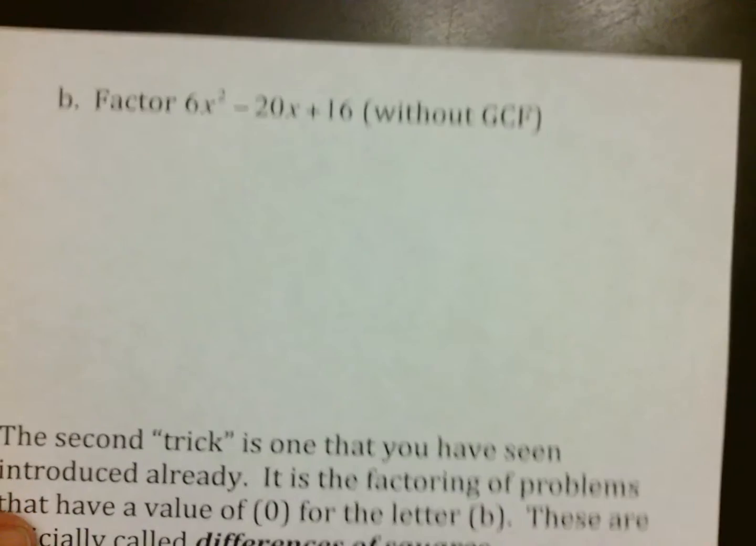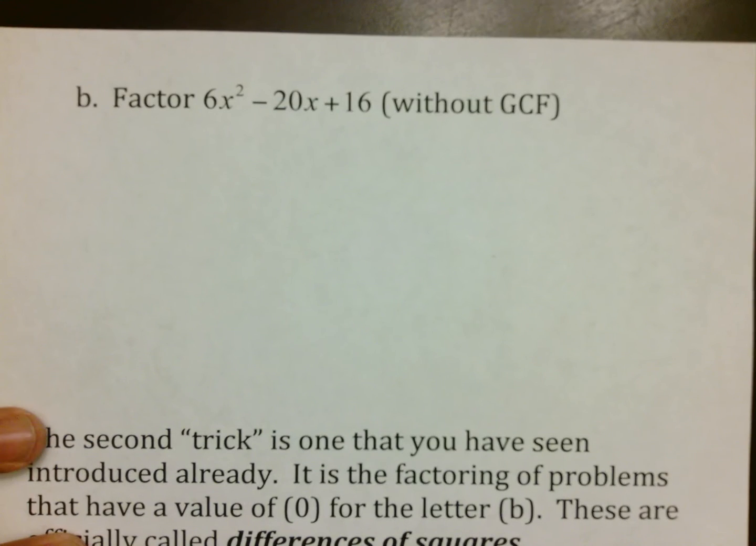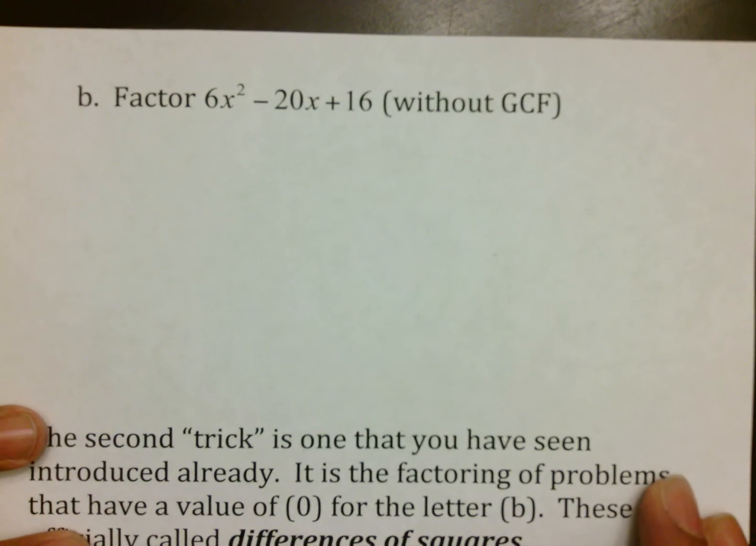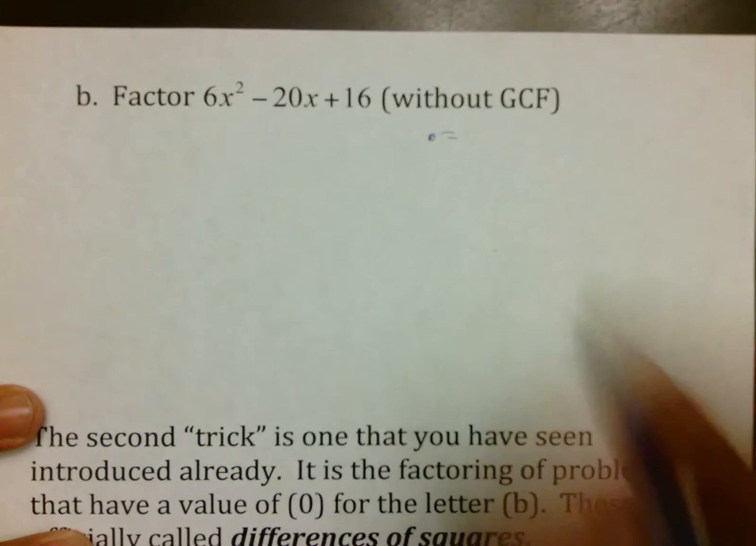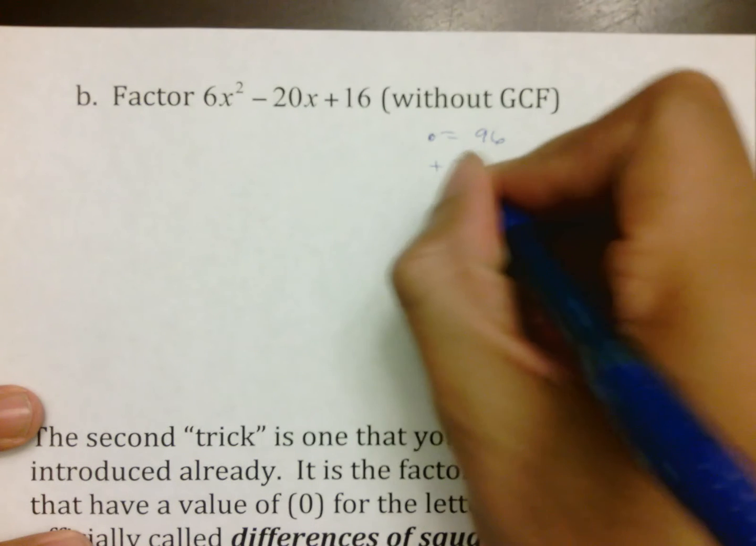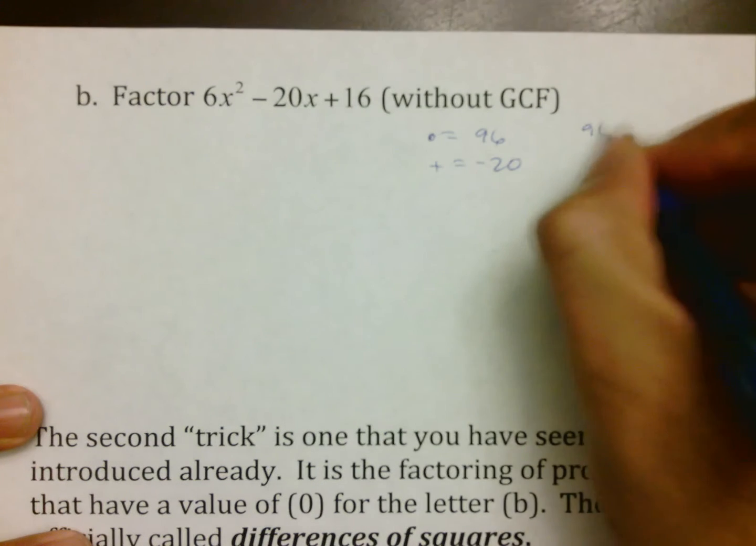If you look at your second example on that, it's the same problem, and I want you to do it without a GCF just to show you what happens if you forget. So here we're looking for numbers that multiply to be, I think, 96 and add to be negative 20. So we make a tree for 96.